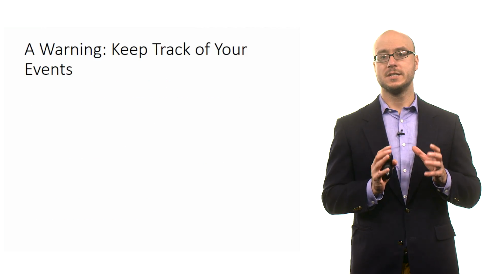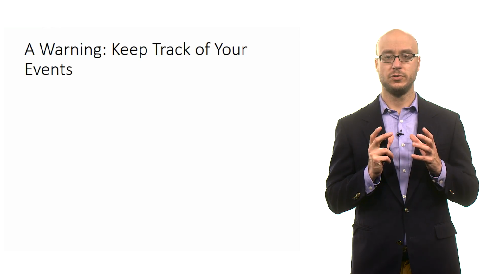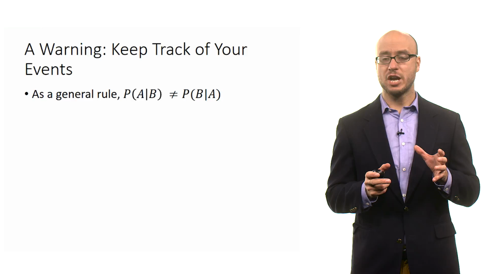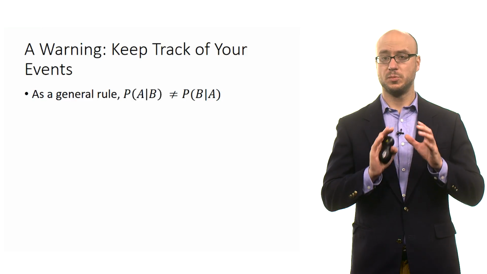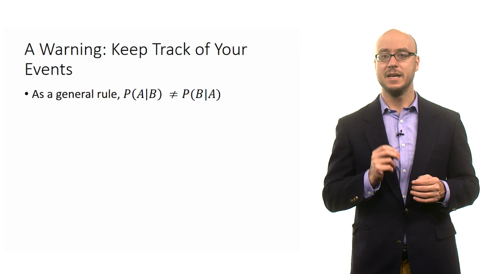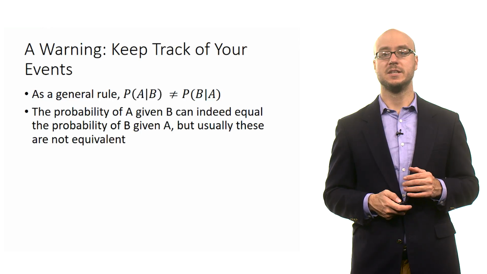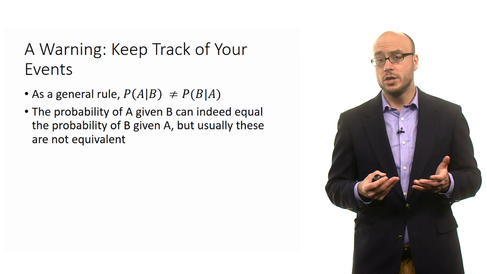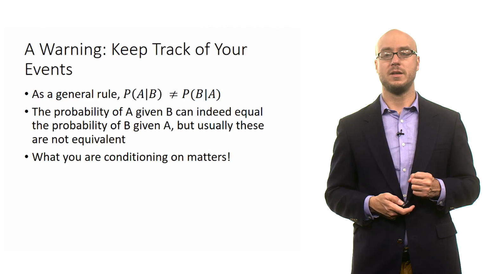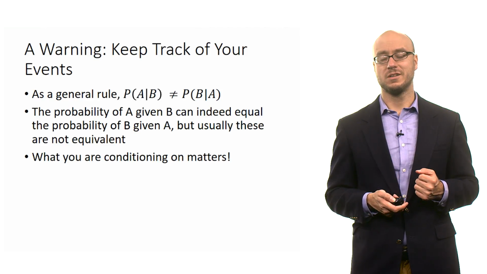Now, one warning is that you should keep track of your events. I've made this statement before, but it's important to understand that as a general rule, in most instances, you're not going to find that the probability of A given B equals the probability of B given A. That's not going to be the case in most instances. It could happen, but usually these statements are not equivalent. To put it another way, what you're conditioning on is going to matter. It's going to be important for calculating your probabilities.